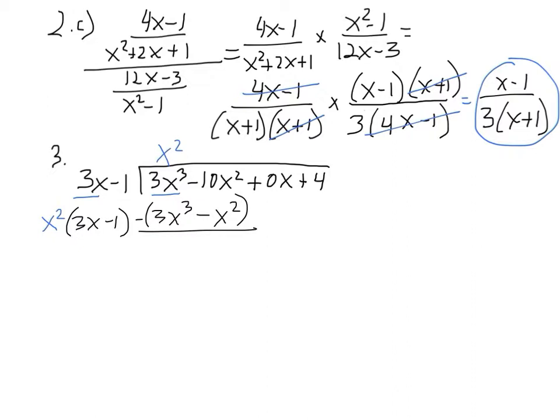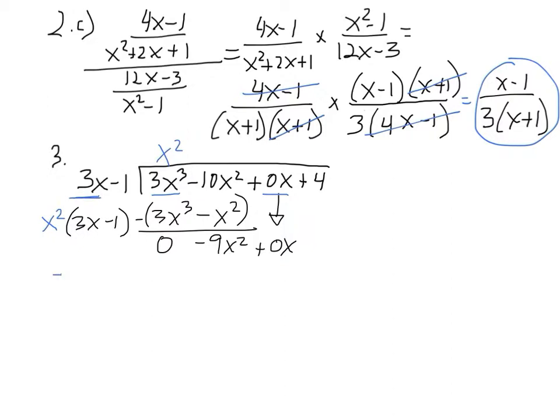When I subtract, that becomes 0. This becomes positive negative 9x squared. I bring down, you see I left a spot here for my x term, even though there weren't any. So plus 0x. So now what do I need to multiply 3x by in order to get negative 9x squared?